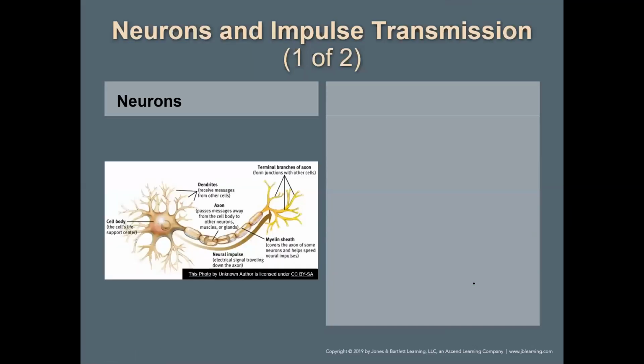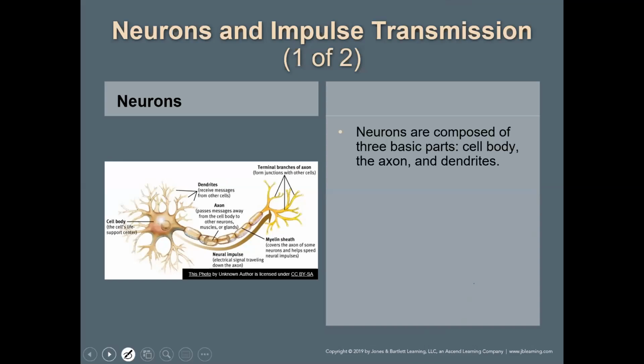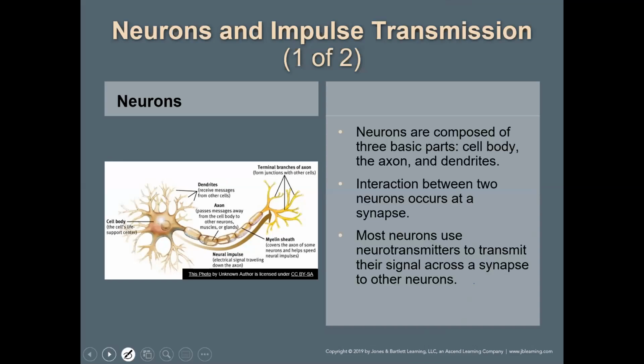All right. Here we go. Neurons, impulse transmission. So we have neurons, which is the nerve cell, and I have some videos about neurons in a minute. But a quick and easy explanation: neurons are composed of 3 different parts: the cell body, the axon, and the dendrites. And you can see the cell body here, the axon, and the dendrites.